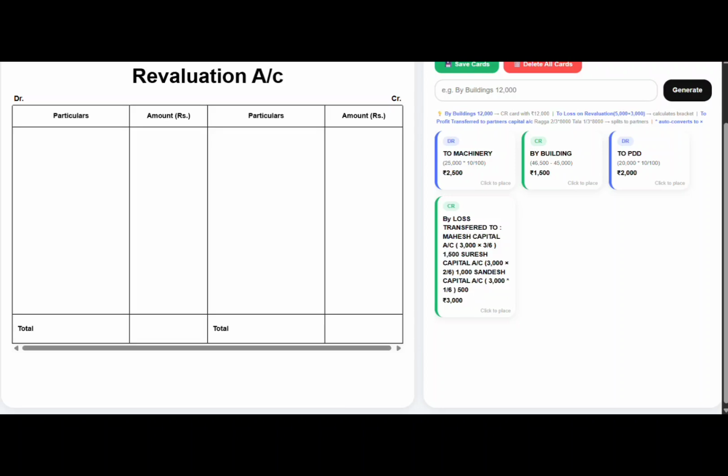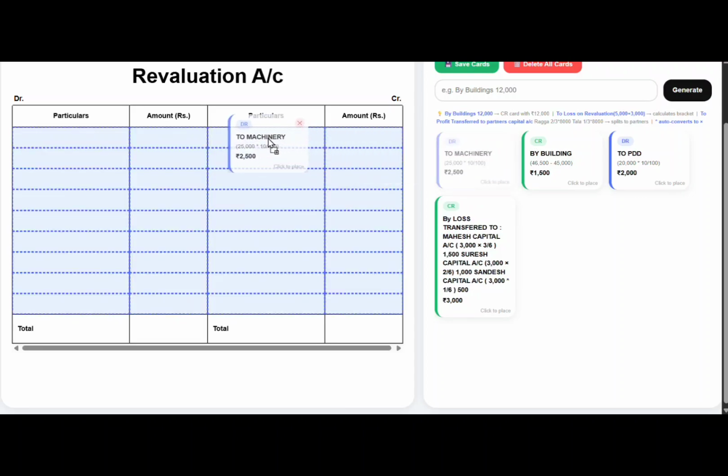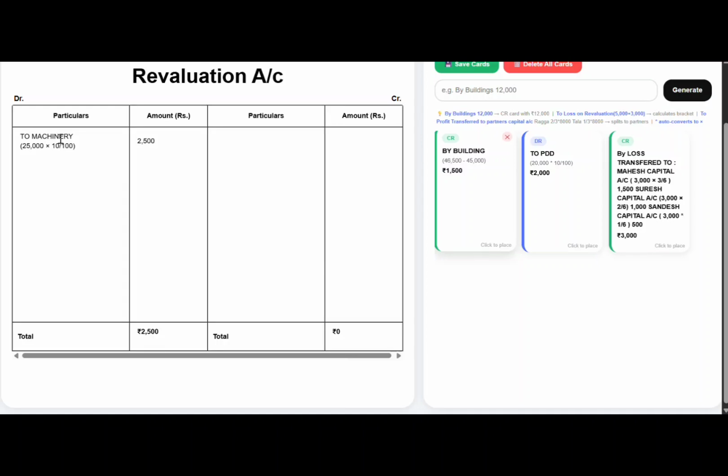As we have already seen the adjustments, the first adjustment given is the depreciation of machinery by 10%. Depreciation is a decrease in the value of an asset, so it will appear on the debit side of the revaluation account as to machinery. That is 25,000 into 10 by 100, 2,500 on the debit side of the revaluation account.